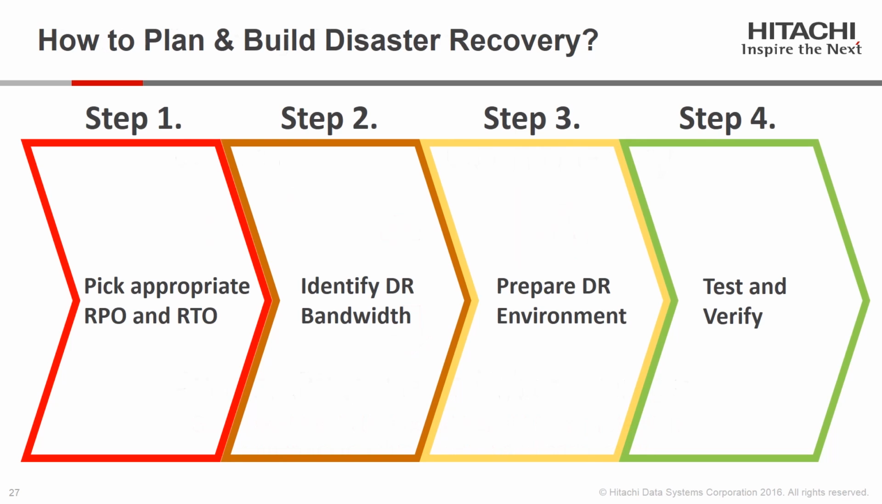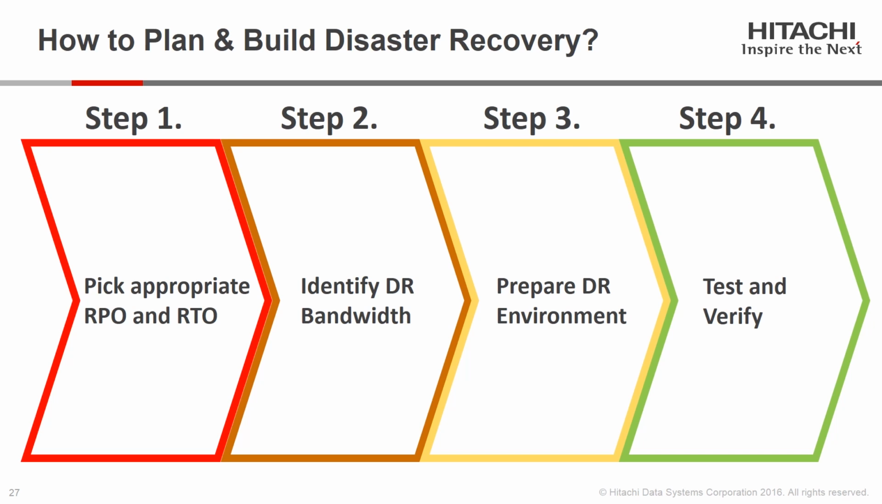In general, planning and building a successful disaster recovery solution requires 4 major steps. Step 1. Pick appropriate RPO and RTO for the business applications to be protected under your DR plan. While it is easy to categorize all applications as critical and have the same service levels applied across, it is certainly not the most effective way.